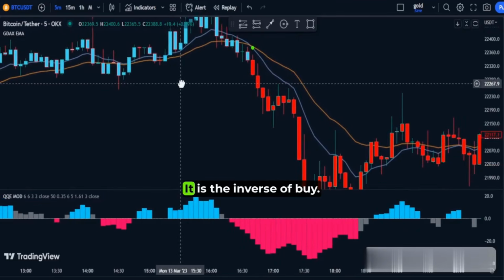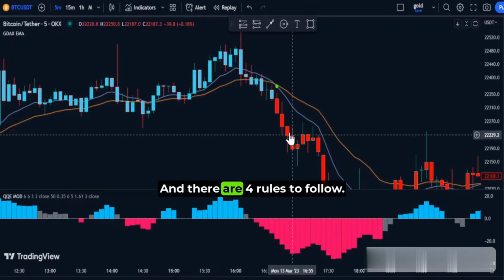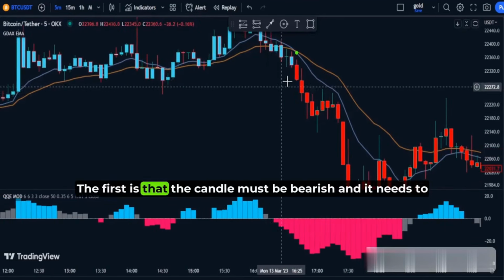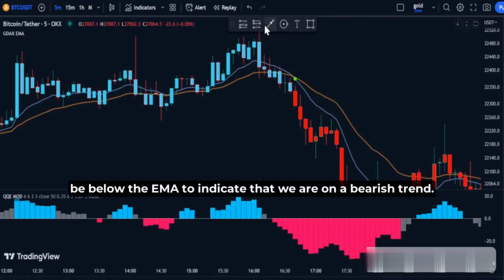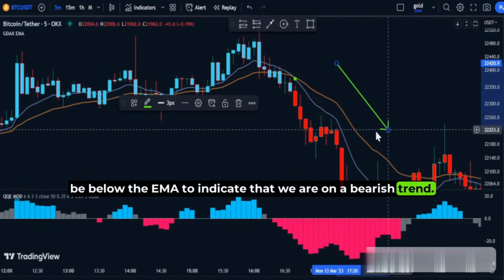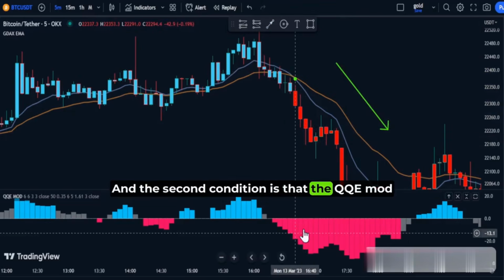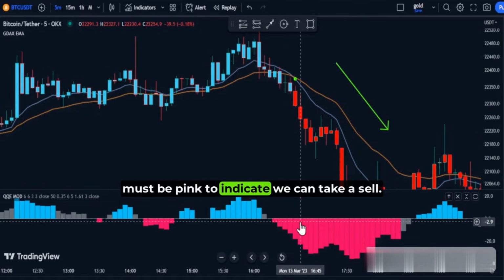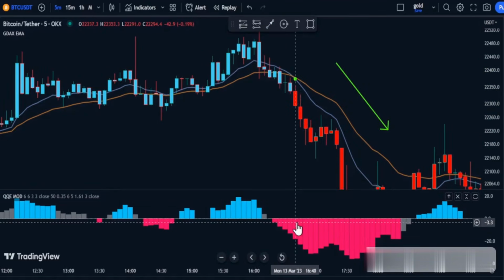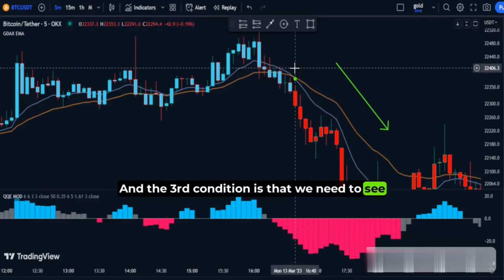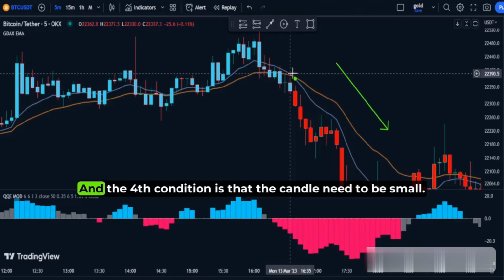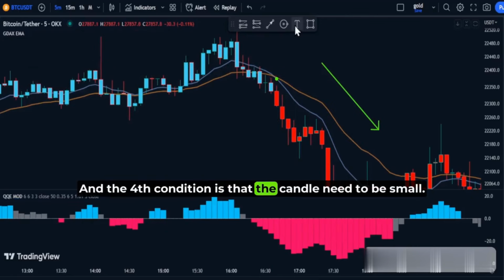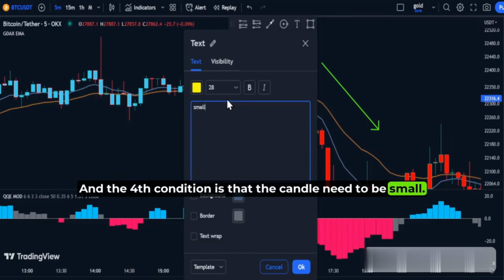For a sell signal, it is the inverse of buy and there are 4 rules to follow. The first is that the candle must be bearish and it needs to be below the EMA to indicate that we are on a bearish trend. The second condition is that the QQE mod must be pink to indicate we can take a sell. The third condition is that we need to see a cross on the EMA in this light green. And the fourth condition is that the candle needs to be small.